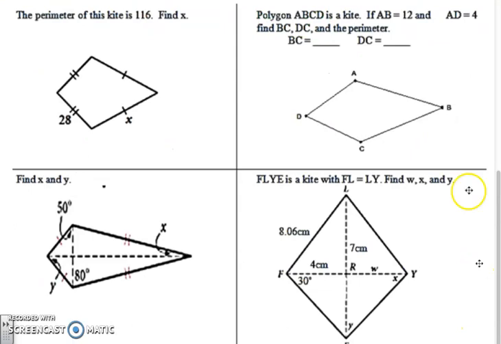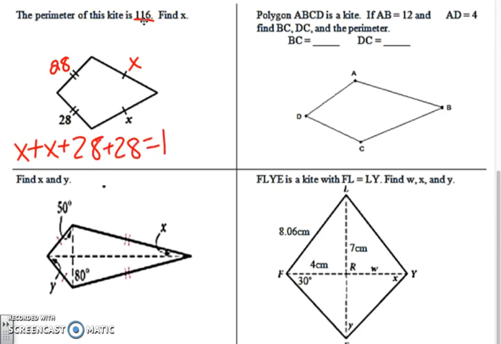All right, kite practice. A little bit trickier. The perimeter of the kite is 116. So remember, perimeter is when you add up all the sides. So if that double mark was 28, then that double mark is 28. And if the single mark is X, then the other mark is X. So I just need to add those sides and set them equal to 116 of the perimeter.